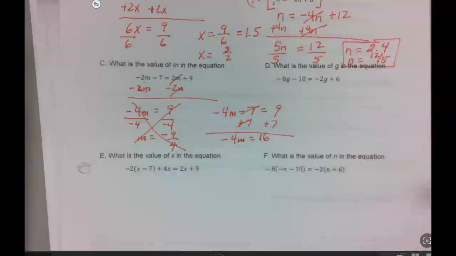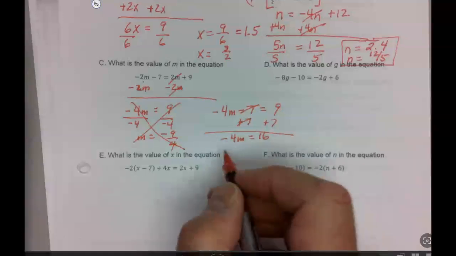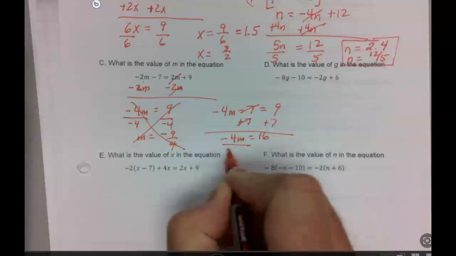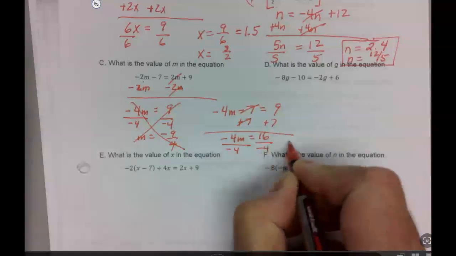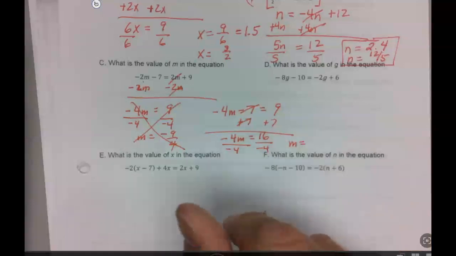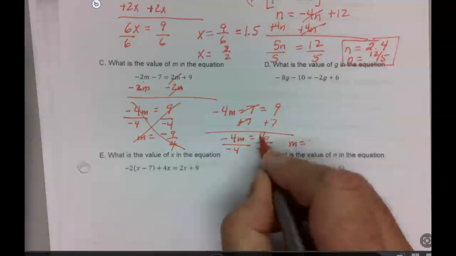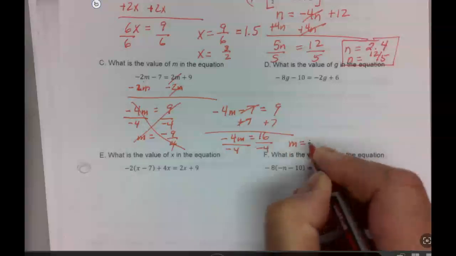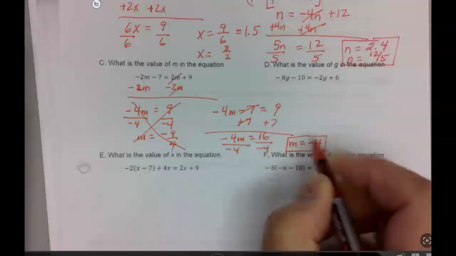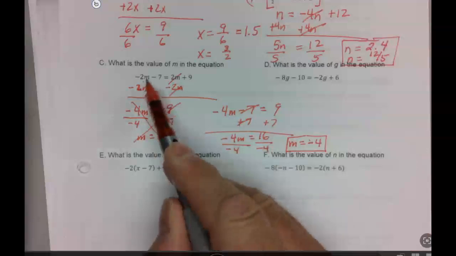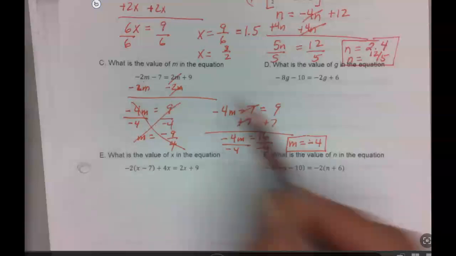And then what am I going to do? Morgan, what am I going to do last? Divide. Divide by what? Negative 4. Perfect. So what's m equal to? Negative 4, right? Positive 16 divided by negative 4 is negative 4. And does everybody know how to check it? Correct? Plug it back in and check it, use evaluation.